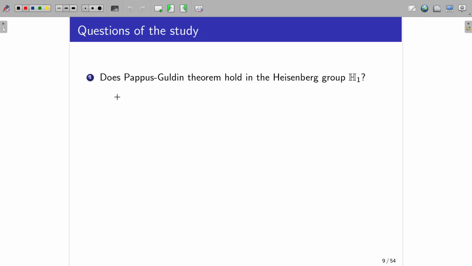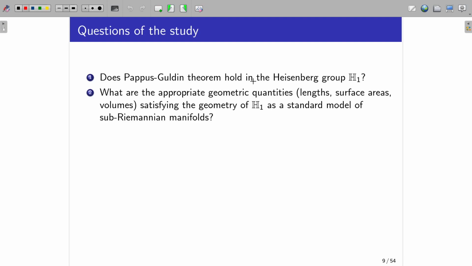The question of the study is as follows: does Pappas-Gooding theory still hold in the three-dimensional Heisenberg group? We call it H1. And what are the appropriate geometric quantities, for example, length, surface areas, volumes, satisfying the geometry of Heisenberg groups as a standard model of the sub-Riemannian manifold or pseudo-Hermitian manifold? The answer is affirmative if we take the following geometric quantities.